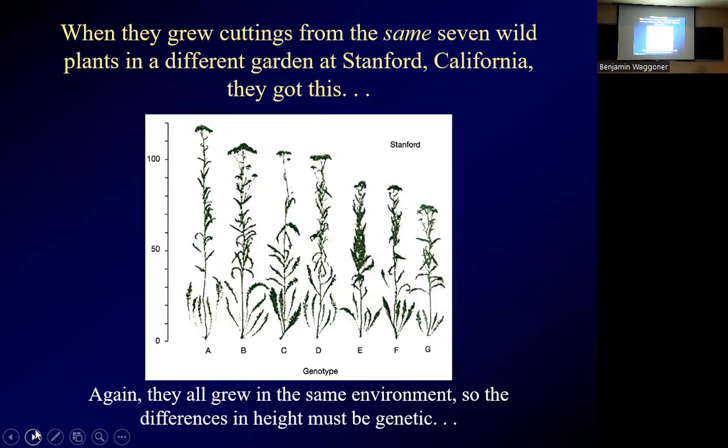When they grew cuttings from the same 7 wild plants at a different garden at Stanford, they got this. I should mention that the Mather Garden is pretty high up in the Sierra Nevada mountains.